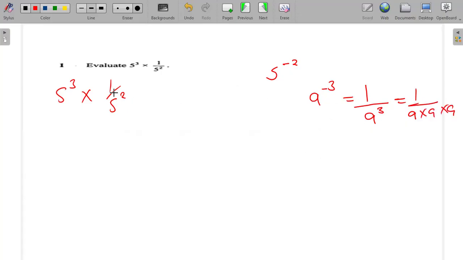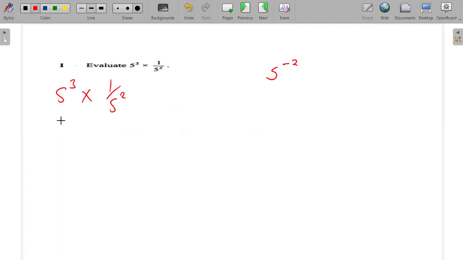Now if you look at this question, if we follow the normal procedure, 5 to the power 3 means 5 times 5 times 5, and then 1 over 5 squared is the same as 1 over 5 times 5. It's going to be hard to solve this the way it is if you don't have a calculator, but you can simplify your work. Since you don't have a calculator, you can apply the laws of indices. Like I said, this number can be expressed as a single number, so we just introduce a negative sign there to get rid of the fraction.